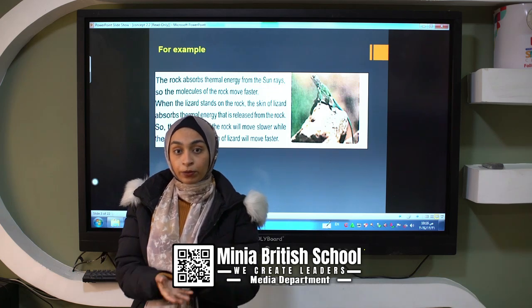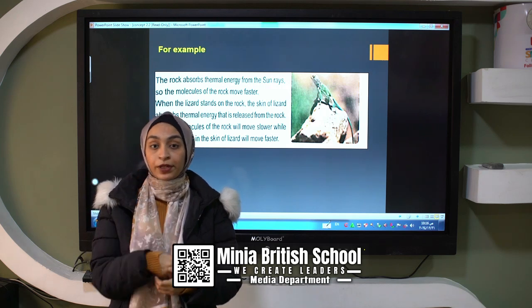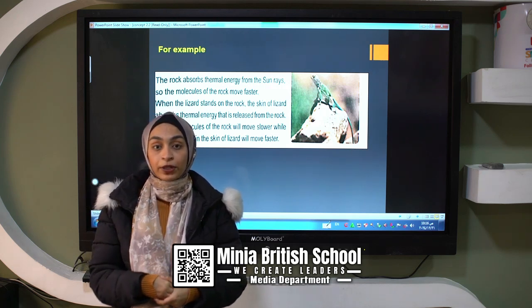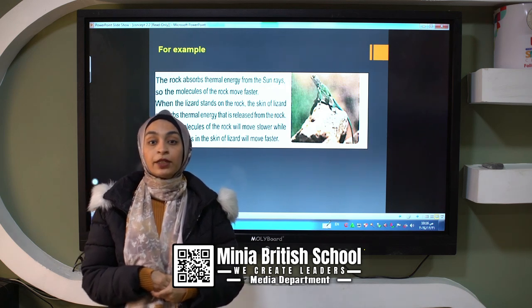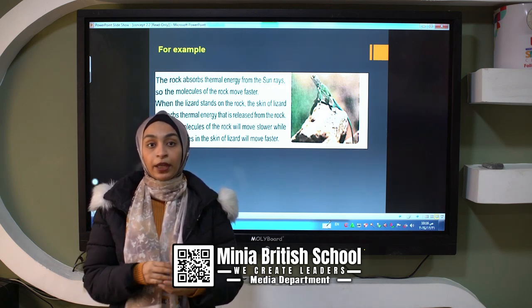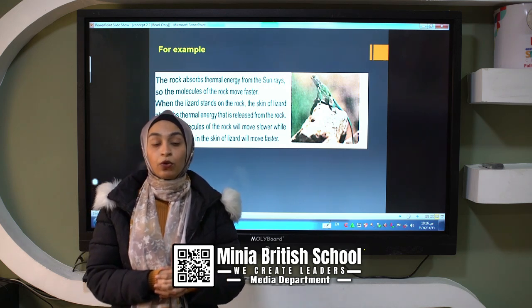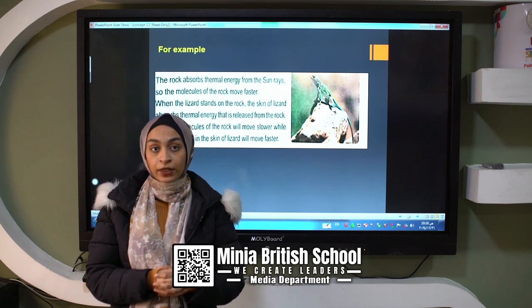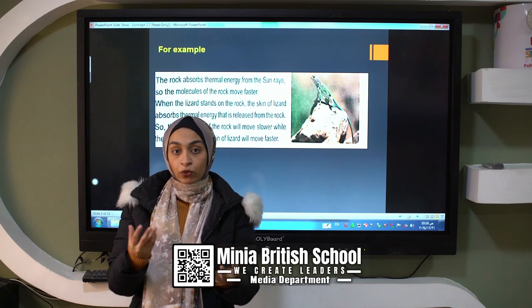When it absorbed heat energy, it started to move faster, but the molecules of the cooler substance started to move slower. And then we talked about energy in lesson 5, and we said that the law of energy says that energy is neither created nor destroyed, but it just changes from one form to another.